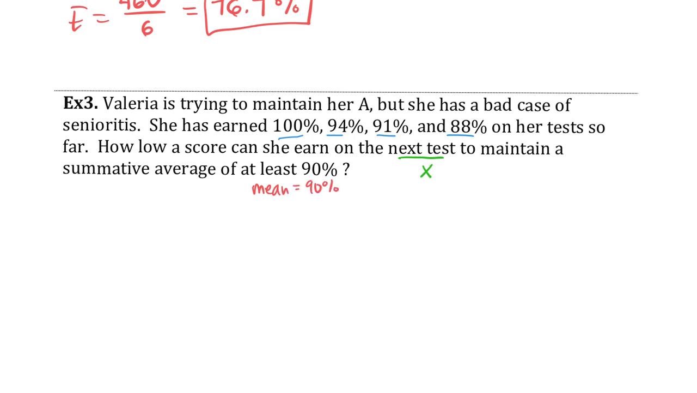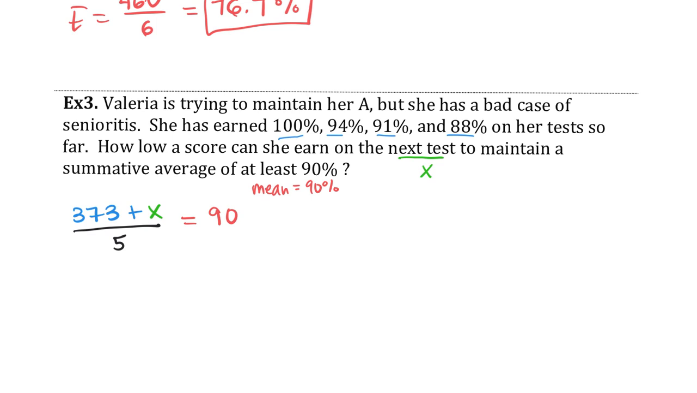Okay, so let's add up all her scores. This, and then X. So those first 4 scores are 373. Then I need to add in the test she is going to take next, divided by the number of tests. So she had 1, 2, 3, 4, plus her next test is going to make it 5. We want her average to equal 90 so she can keep her A.